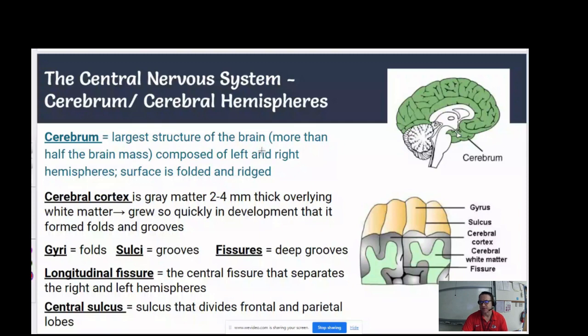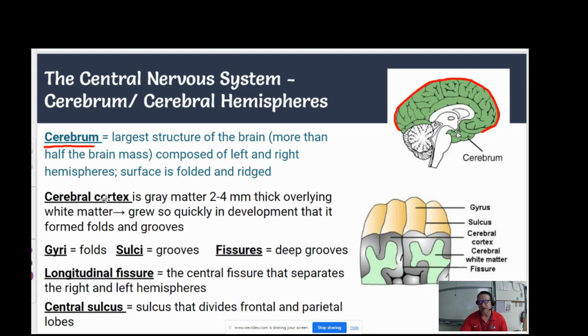All right, so here's some terms for you. The cerebrum is the largest structure of the brain. So here it is again, all of this green. That's all the cerebrum. Right here, once again, cerebellum, brainstem, diencephalon, thalamus, hypothalamus right there.